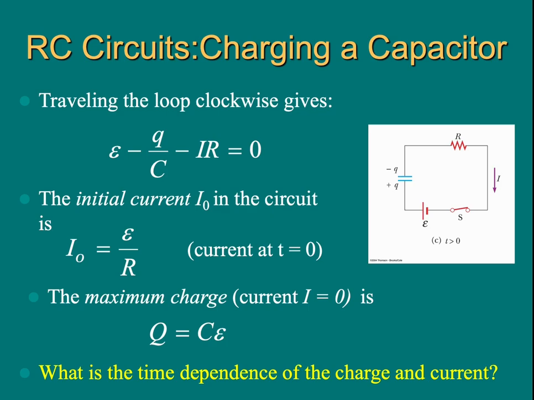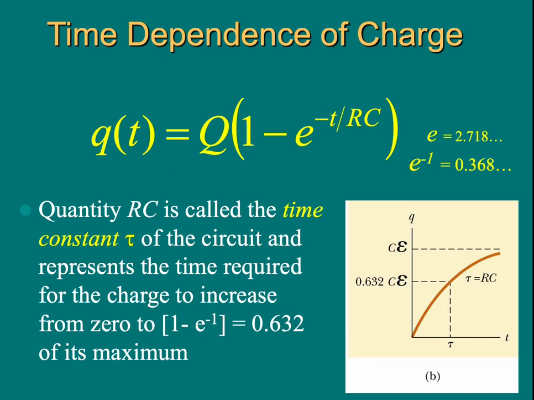We want to find out the time dependence of the charge on the capacitor and the current. Now, after some calculation, which requires some knowledge of calculus, we present the conclusion here. The charge as a function of time is given by this equation. At t equals 0, e to the power of 0 gives us 1. So the charge at t equals 0 is 0.